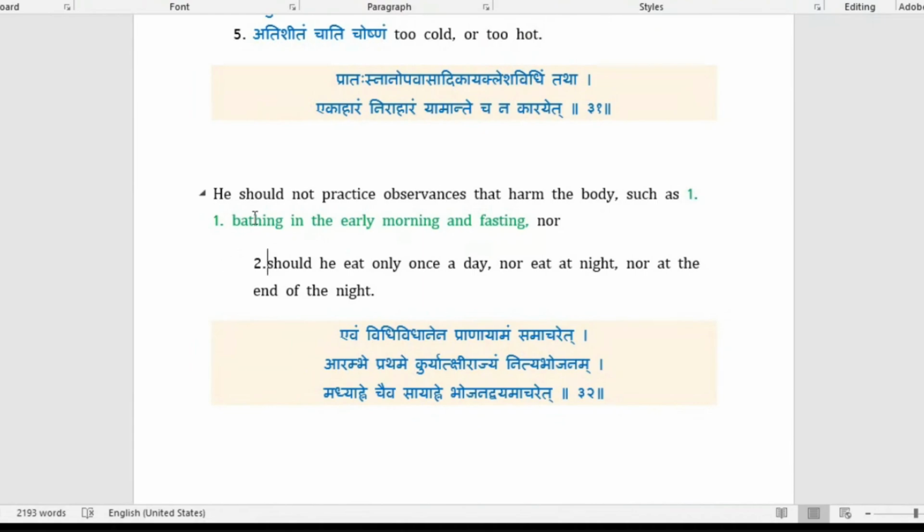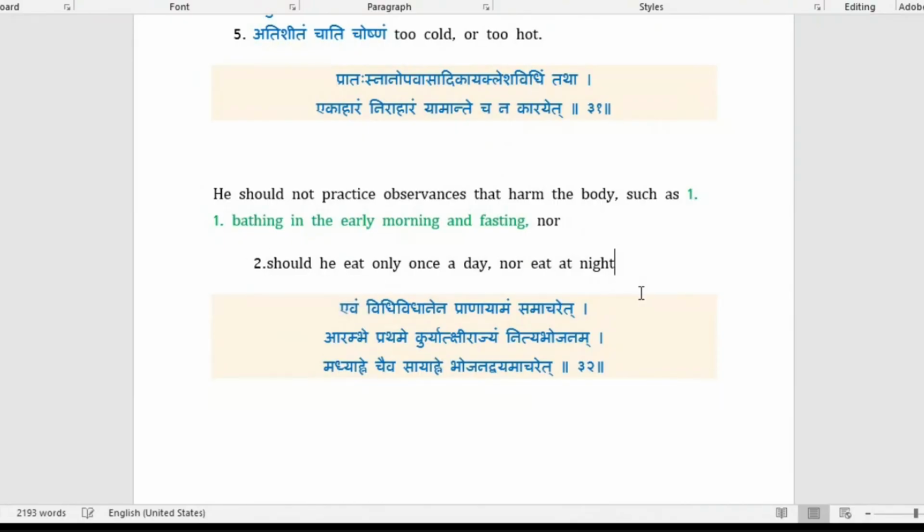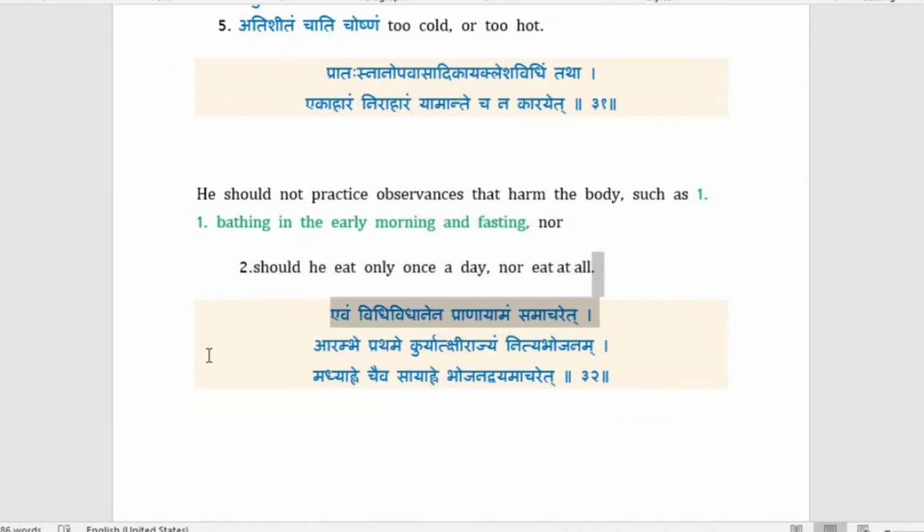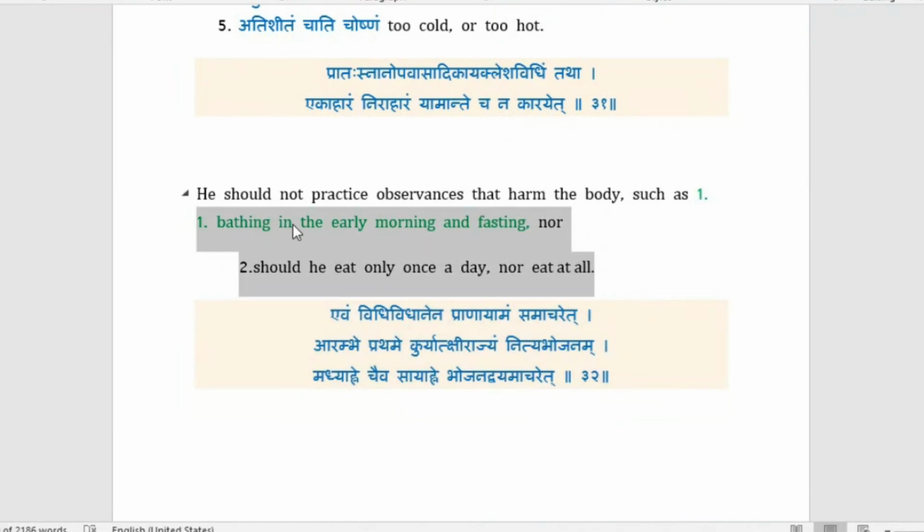So what are the things that he has told us to avoid? Bathing in the early morning and fasting, which harms your body, should be avoided. Eating only once a day, or not eating at all, or eating very late at night, that also should be avoided. All these things should be avoided by the yogi.